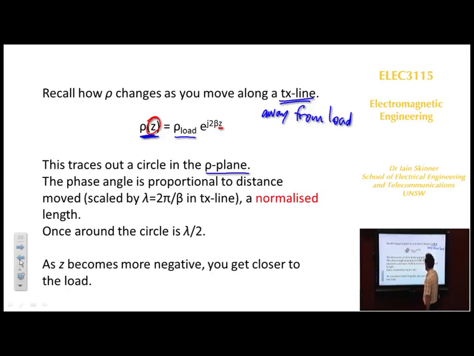The distance is normalised by the wavelength, and this is very important, the wavelength in the transmission line. You actually have to work out the wavelength in the transmission line. Divide that and you get z hat. That's what beta z is up here. Once around the circle corresponds to half a wavelength. Remember, the wavelength of a standing wave is half the wavelength of the travelling wave. Because of the way we have set up our axes, as z becomes more negative, you get closer to the load.